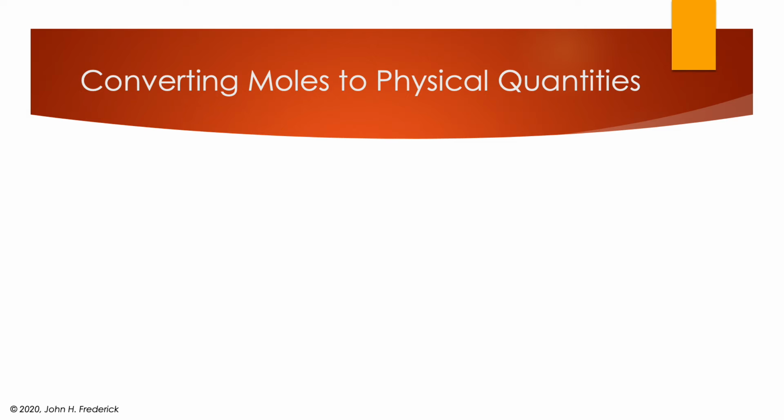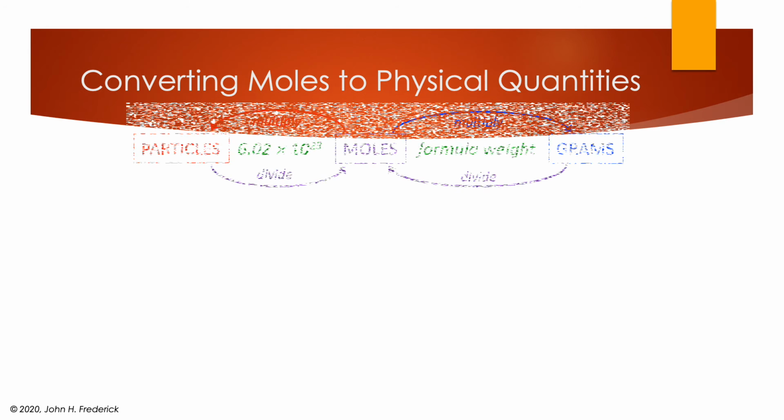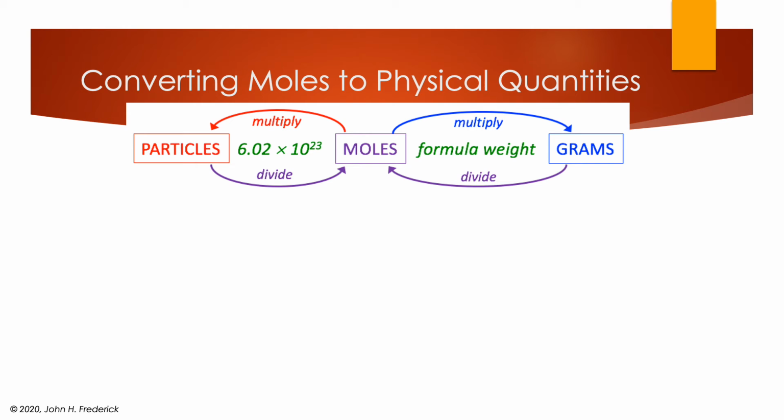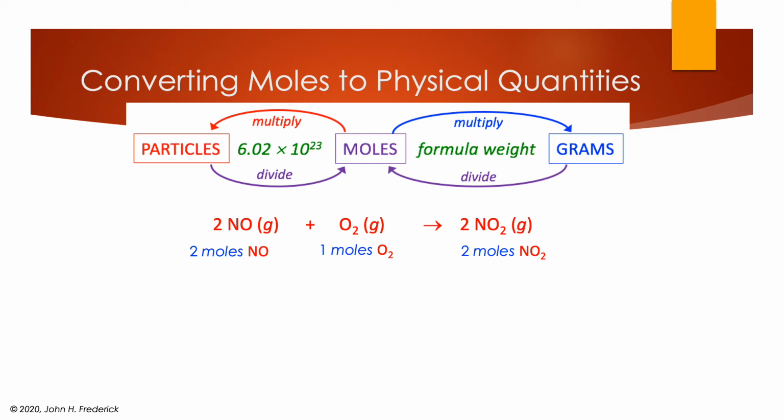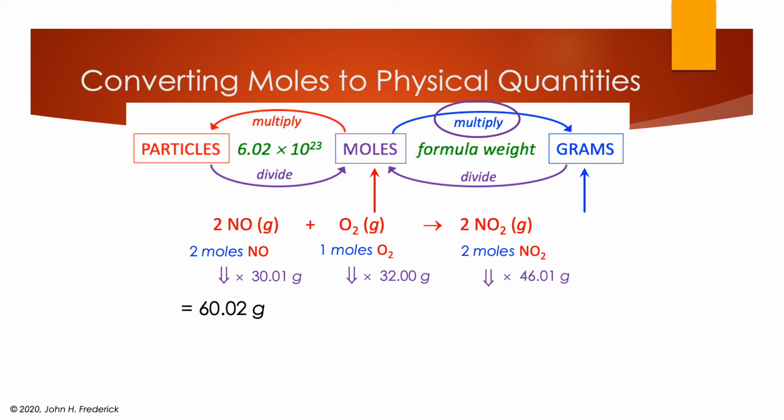So let's see how this might work in terms of converting moles to physical quantities. Once again, we may use our chart, although we probably won't need it for this particular exercise. We have our reaction, 2NO plus O2 goes to 2NO2, and I'm going to use the molar interpretation for this. What I want to do is convert these into some amount of grams that I might measure in a laboratory. So I'm going to start with moles and go to grams. In order to get there, I'm going to have to multiply by the formula weight for each of these compounds.